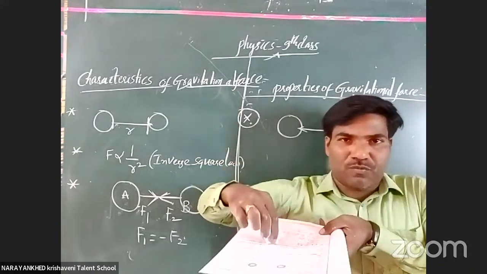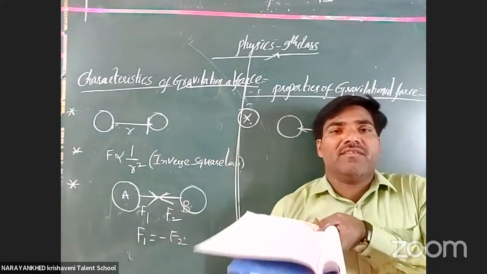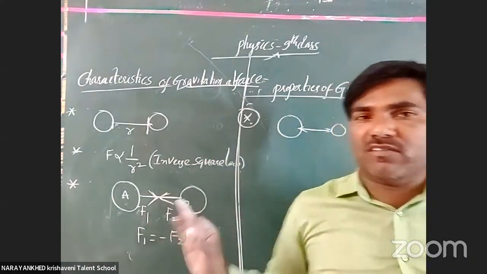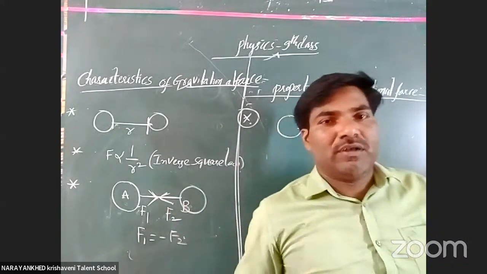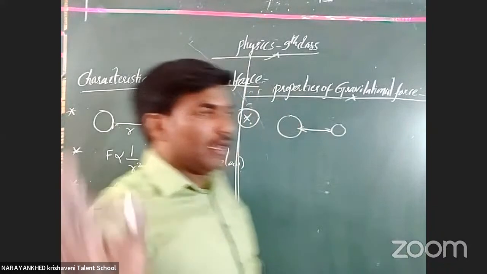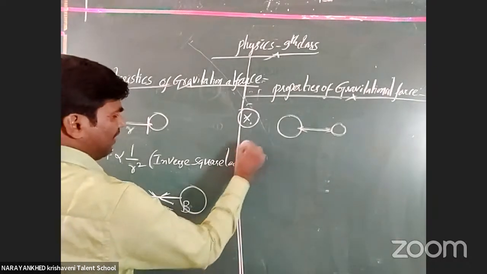But it stops. Why? Because the normal force of this book is opposite to the weight of this piece. Got it or not? The gravitational force is not affected by the medium. You know this very well. It is also not depending on the mass of the body. The next one: gravitational force obeys Newton's third law of motion. The gravitational force of attraction between two bodies is an action and reaction pair, which we have already discussed.